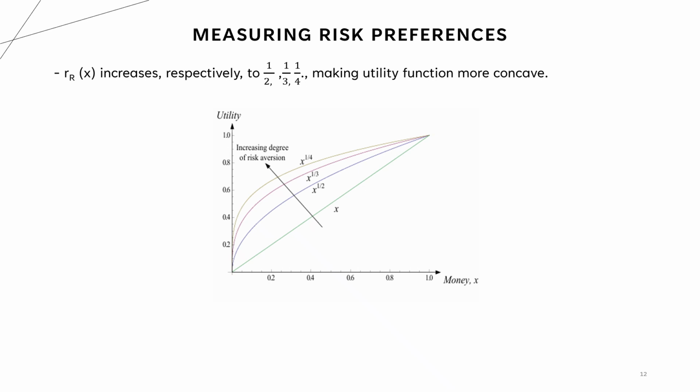Here we see a graphical representation of how relative risk aversion changes with different values of B. As the parameter B increases, the utility function becomes more concave. This means that the person's risk aversion is also increasing. For example, if B is 1/2, 1/3 or 1/4, the utility function becomes steeper. This indicates higher levels of risk aversion. In simpler terms, the more concave the curve, the more the individual dislikes risk. This graphical representation helps us visualize the relationship between risk aversion and utility.